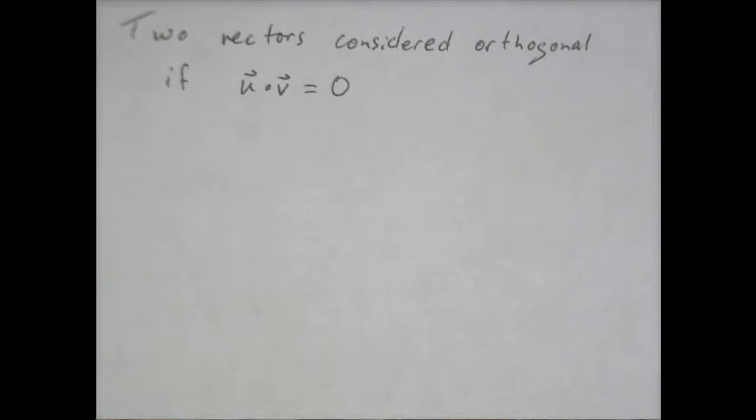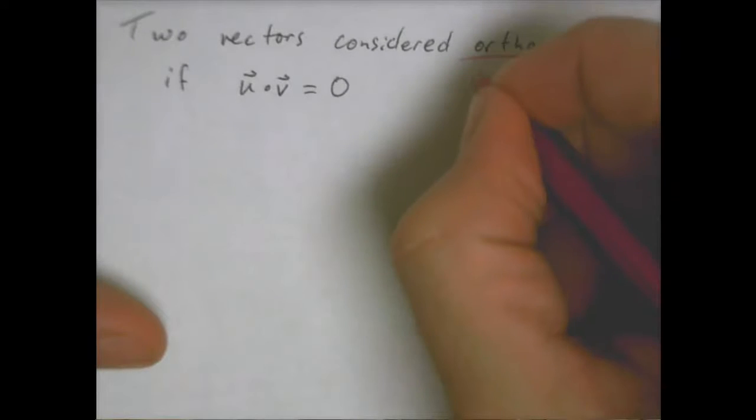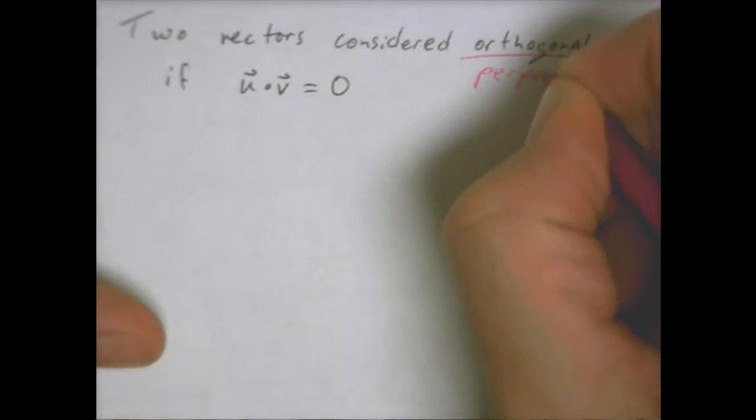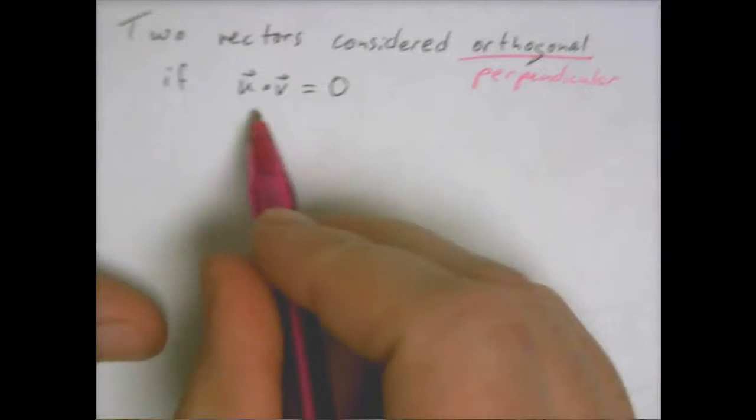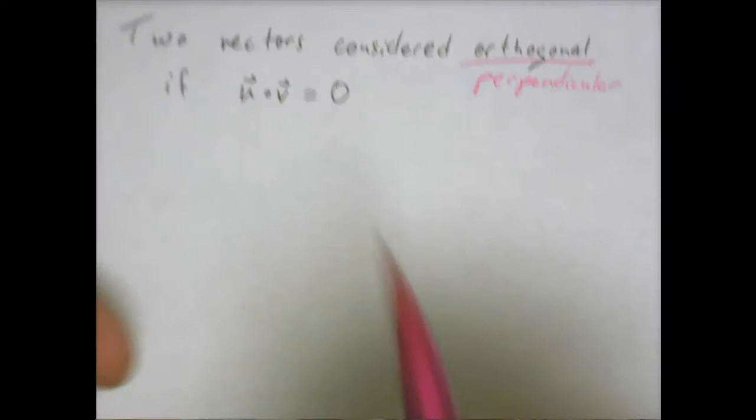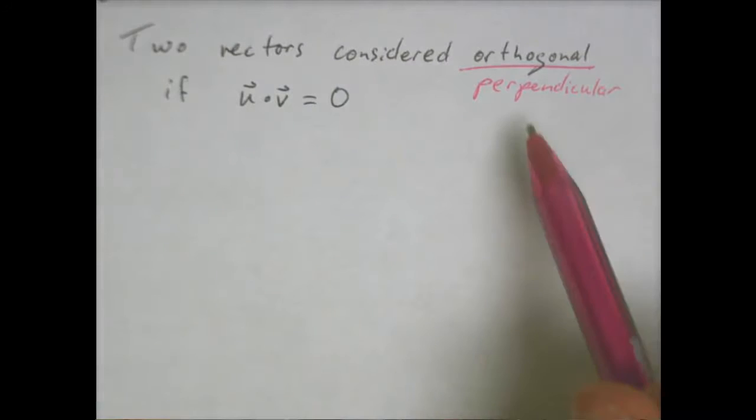Here's another definition for you guys. Two vectors are considered orthogonal. Orthogonal. All this means to you is perpendicular, if the dot product is 0. So what orthogonal means is perpendicular.